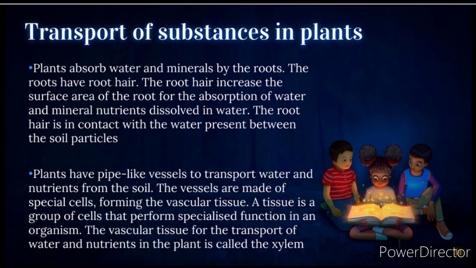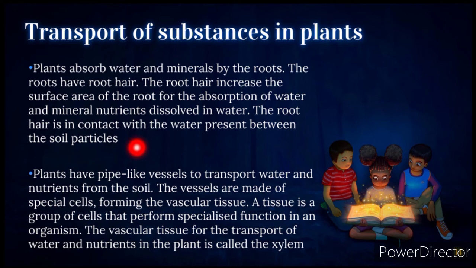Now, transport of substances in plants. How is the transport of substances going to take place in plants? Plants absorb water and minerals by the roots. They are going to absorb all the water and minerals by the roots. The roots have root hair. The root hair increases the surface area of the root for absorption of water and mineral nutrients dissolved in it.